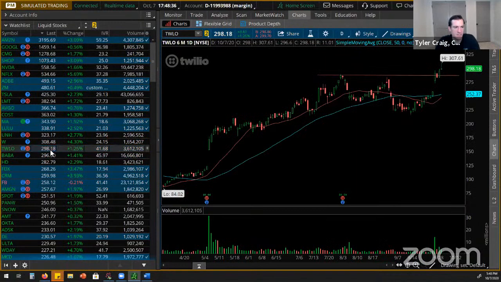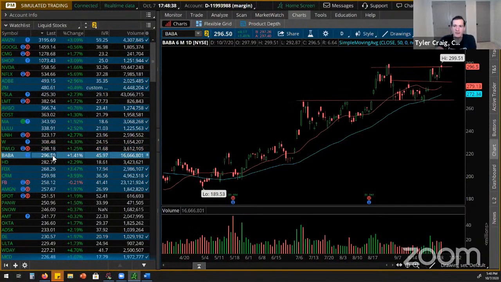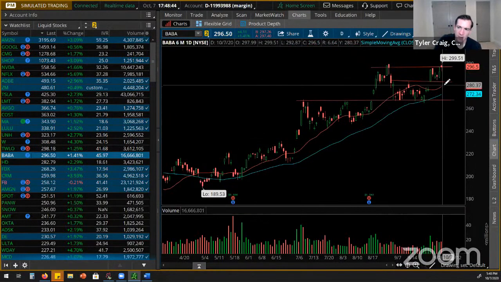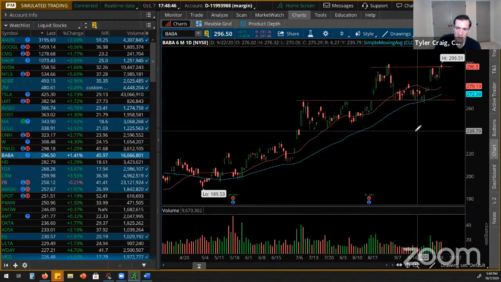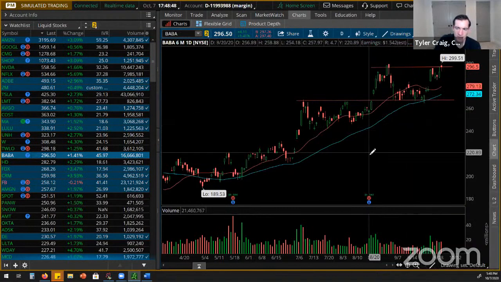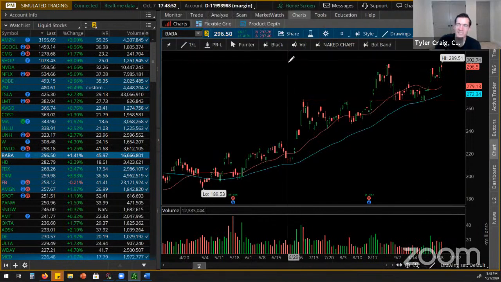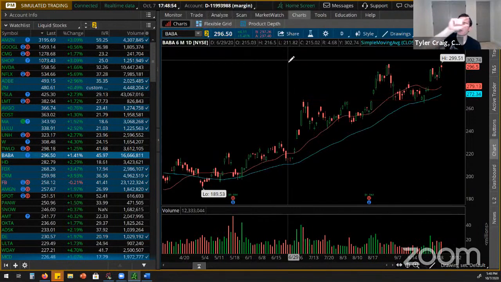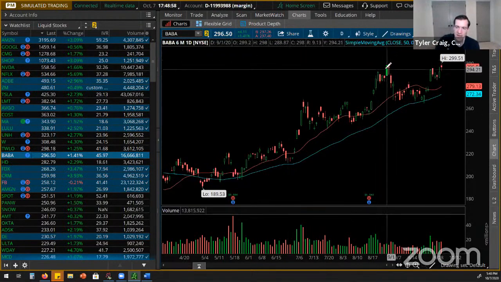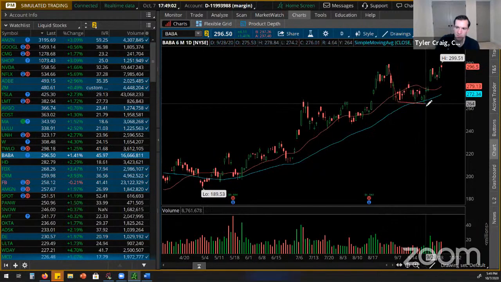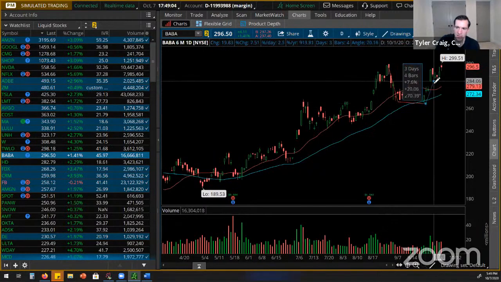So Baba, going to uncheck that. How about Alibaba? Alibaba actually looks pretty clean here. I don't mind this setup. Don't mind it one bit. This is a breakout pattern. It's an uptrend. It's gone sideways near resistance. In fact, this to me looks like a nice cup and handle.